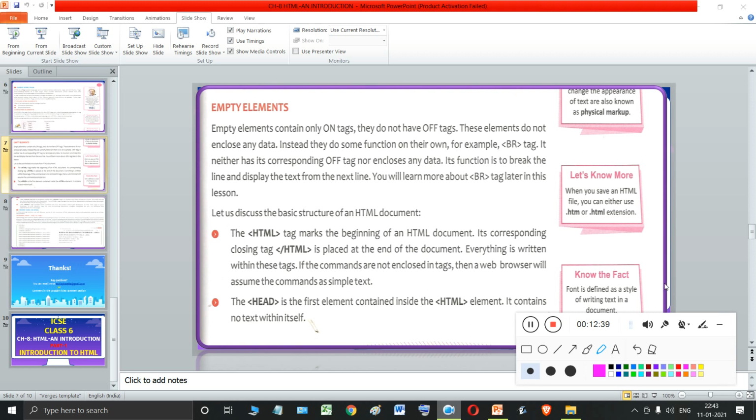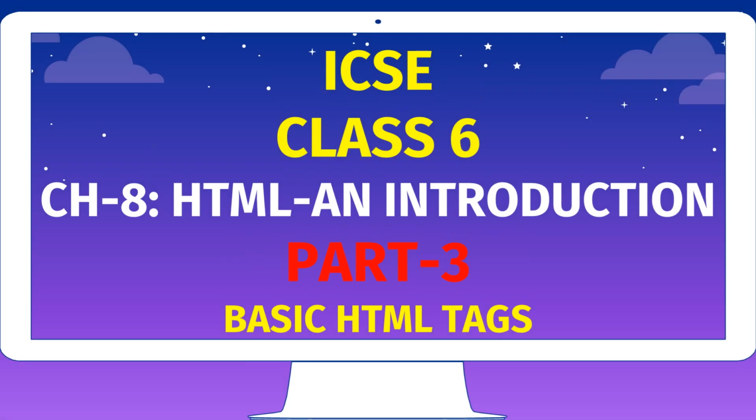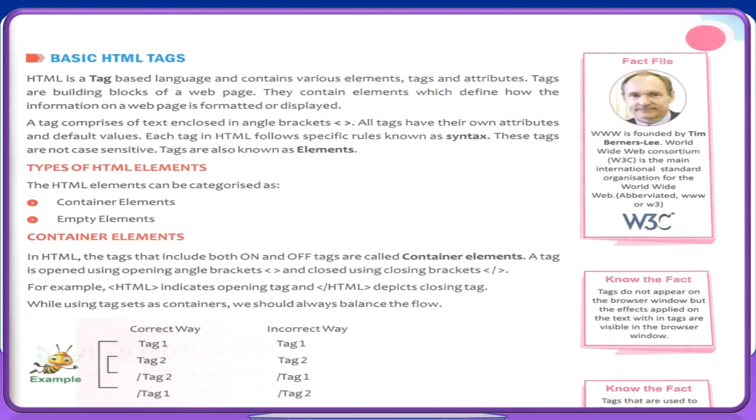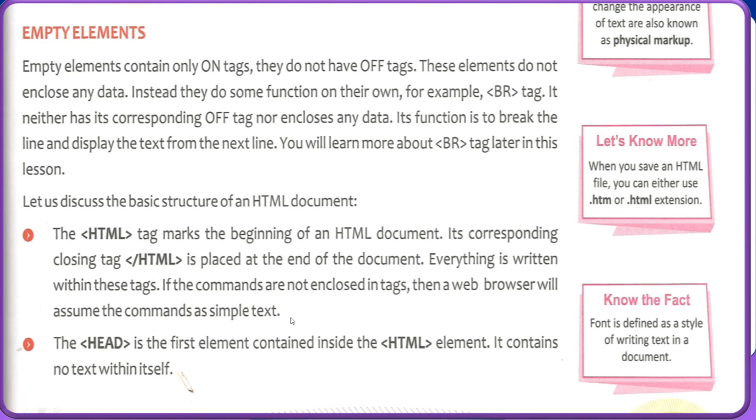Okay, let me quickly open this. Okay, so what are empty elements, students? Empty elements are the opposite of the container tag. Okay, empty elements or empty tags contain only on tags. They do not have off tags. Okay, students. So container tags had both on and off tags, but empty tags do not have off tags. Okay, they only have one tag, that is the on tag. You don't have to use the off tag with them.